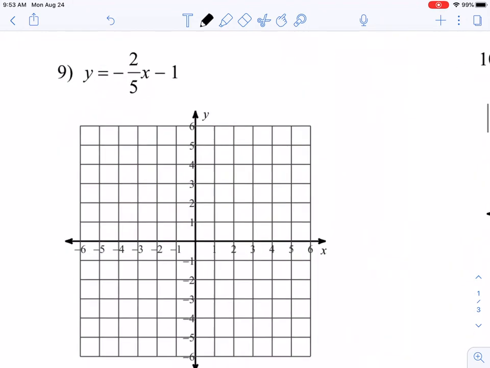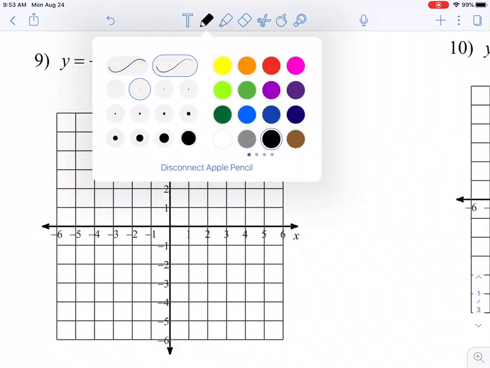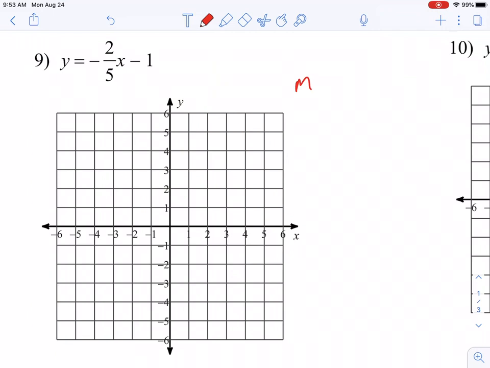All right, in number 9, we are graphing. I'm going to write my m equals and b equals for number 9. So my m equals -2 over 5, which means we're going down to right 5, and my b equals -1. So we are going to begin at -1, and then we move down to right 5.